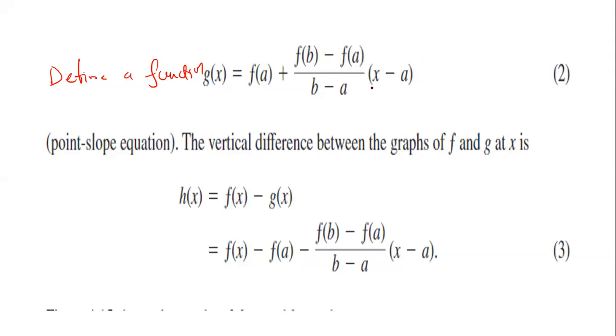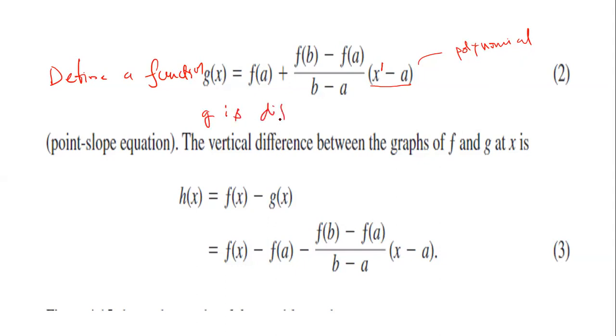This is a linear function. Why? Because here the power of x is 1. Therefore, it is linear, and x minus a is in the numerator. That's why this is a linear function. Linear functions are polynomial functions; simply, it is also called a polynomial. Already I told you, a polynomial function is always differentiable and also continuous on any interval. Therefore, g is differentiable and also continuous.